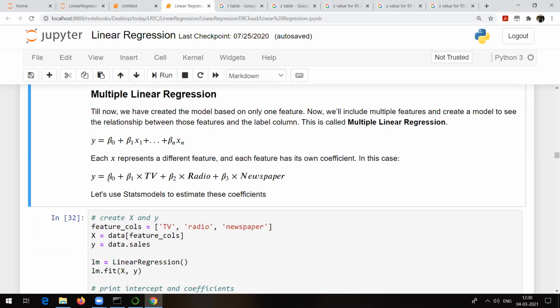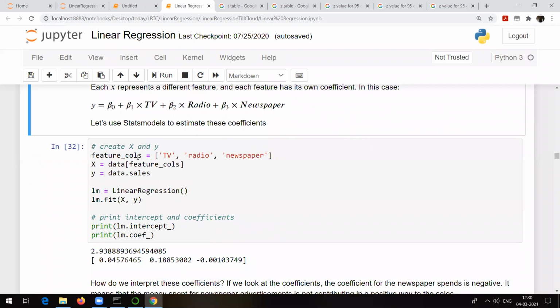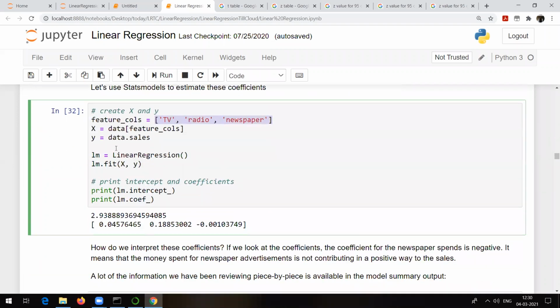So in our case, what is the equation? Y is equal to beta 0 plus beta 1 into TV plus beta 2 into radio plus beta 3 into newspaper. All these are the variables. Let's use statsmodels to estimate these coefficients. Now what am I trying to do? Instead of only TV, I am trying to make use of TV, radio and newspaper as the input columns. So my input columns will be all these input features, and the output column again is going to be sales.